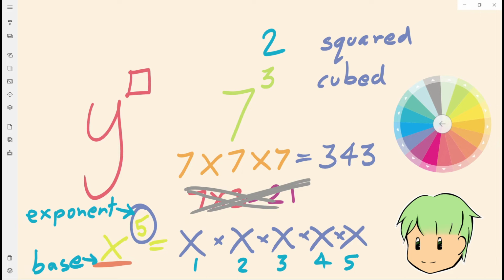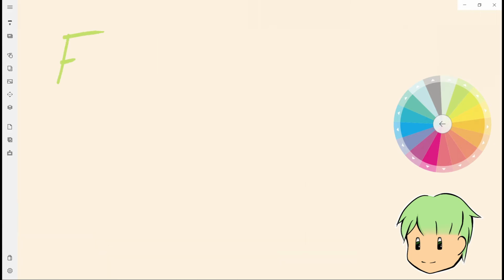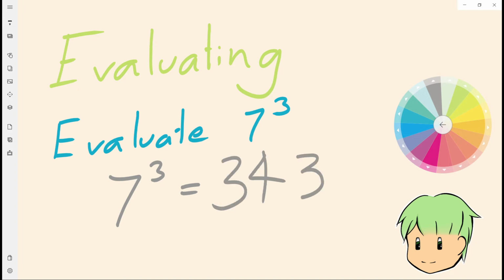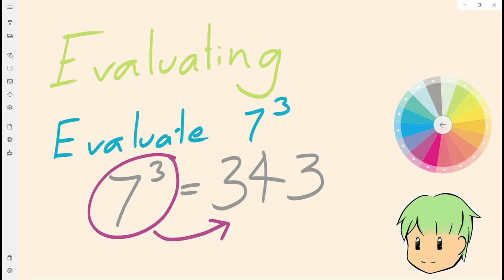Remember this, it is important because you don't hear to the power of 2, to the power of 3 many times. They might just say the number is squared or the number is cubed. Now, when you find out the answer to an expression, it is known as evaluating an expression. So there will be questions asking you to evaluate an expression. They just want to know the answer. For example, 7 cubed equals 343. You evaluated the expression 7 cubed to get 343.